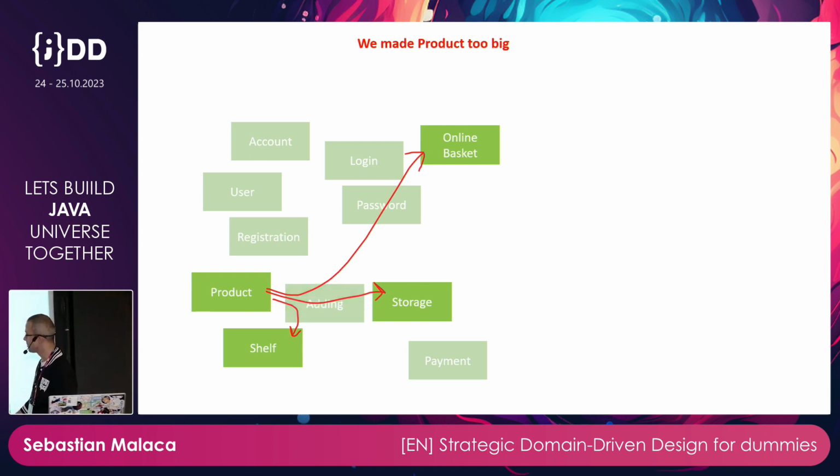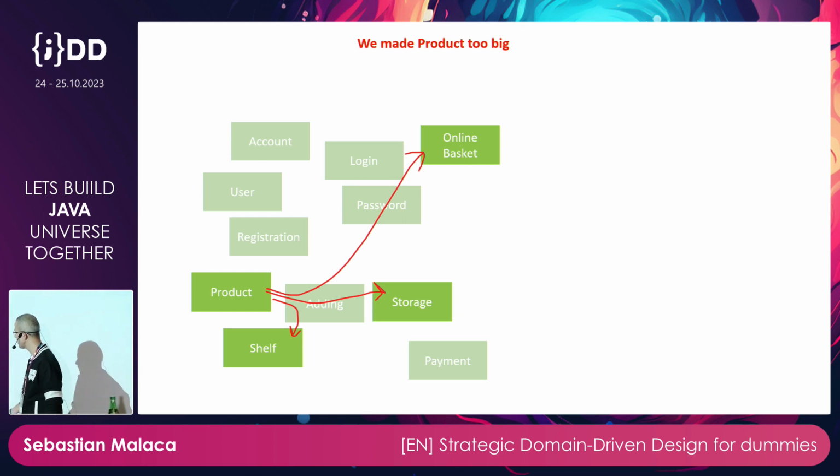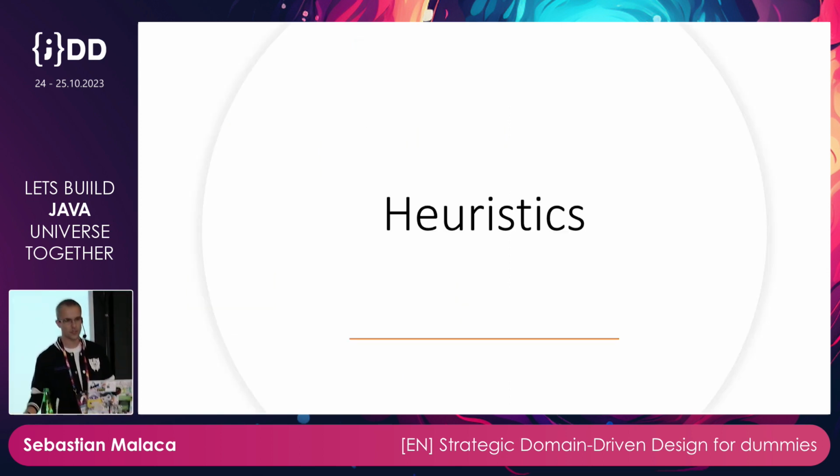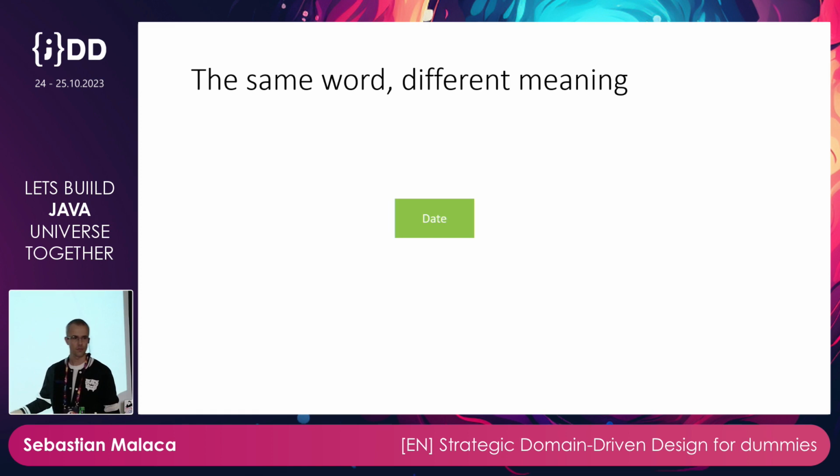We made product too big. This is a tricky one. Why did we make product too big? Because we are using one product, and I will use product differently when I'm putting that on the shelf, when I'm placing that in the storage, when I'm putting that into the basket. There are different types of information required from the product to do a specific interaction. I will elaborate on that in a second. There are a couple of heuristics that can help you find boundaries.